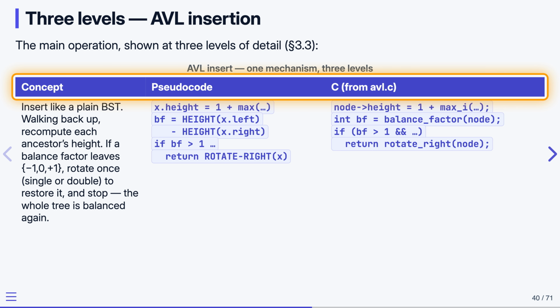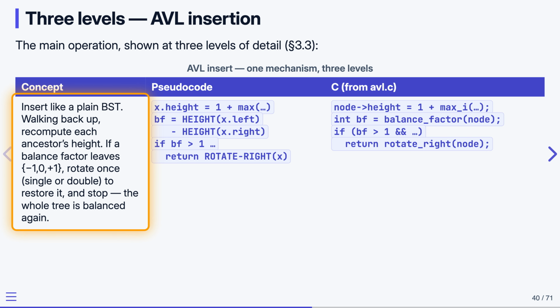Let's look at AVL insert at three levels of detail: the plain concept, the pseudocode, and the real C. In plain words, insert like a normal binary search tree. Then walk back up and recompute each ancestor's height. If a balance factor leaves the set -1, 0, +1, do one rotation to fix it and stop.